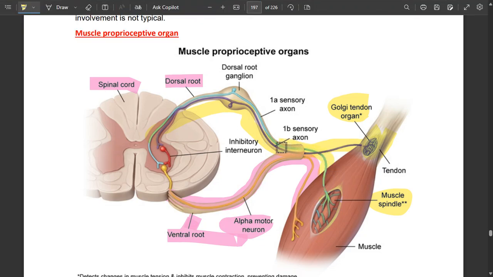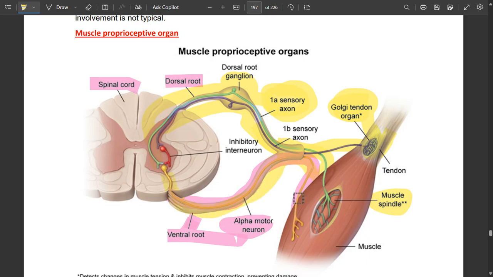The Golgi tendon organ goes via a 1B sensory axon, while the muscle spindle goes into the spinal cord via a 1A sensory axon. So the 1A and 1B sensory axons are two different types of axons. The 1A sensory axon relays in the dorsal root ganglion, goes into the spinal cord, and gives alpha motor neurons.